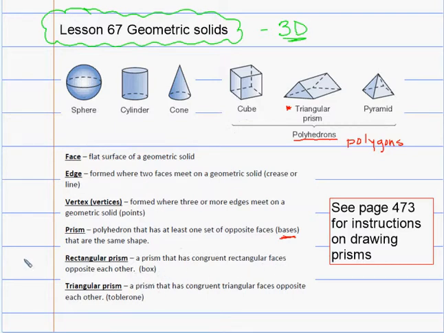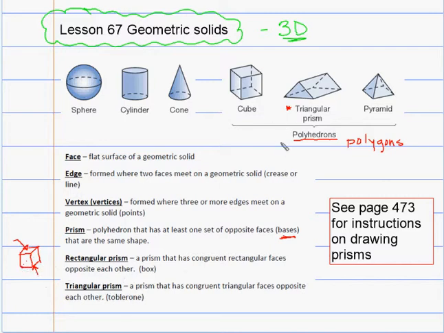You can see page 473 for instructions on drawing the prisms. But it'll look like a box, right? You'll have a face, and then you kind of dashed line back, and a solid line back, and then a dashed line through, a solid line, and a solid line, and a solid line, and then a dashed line down, and then a solid line across. That would be a rectangular prism, your base being a rectangle and your opposite being a rectangle there.